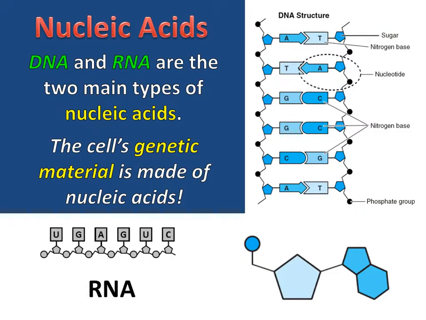So here on this slide, we're giving some examples of nucleic acids. DNA and RNA are the 2 main types of nucleic acids. So if you look at your notes, question 11, what are the 2 primary types of nucleic acids? And you want to go ahead and write DNA and RNA.